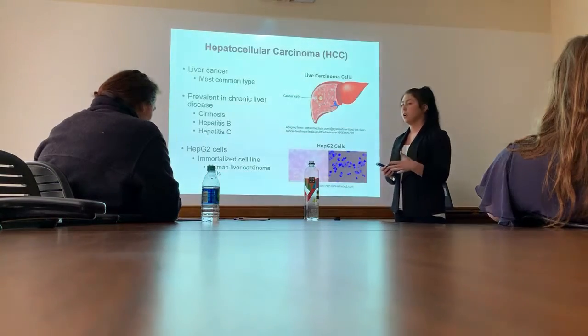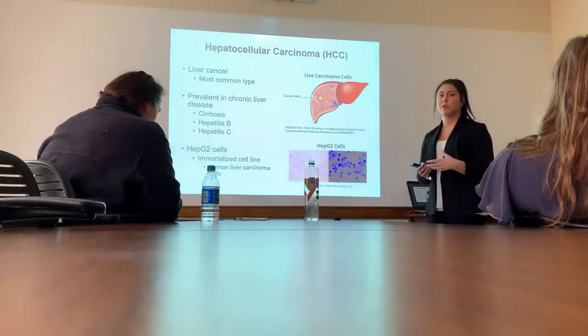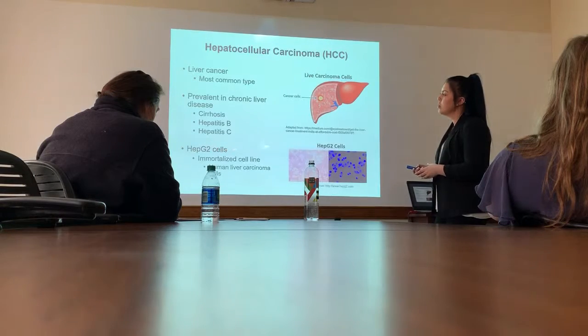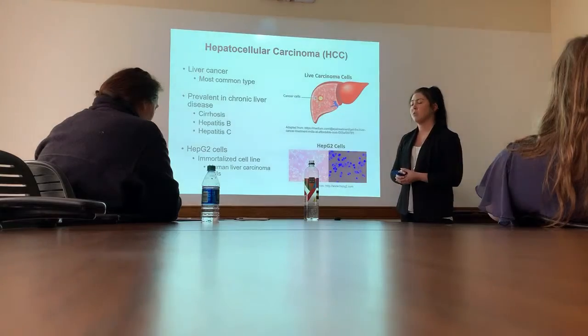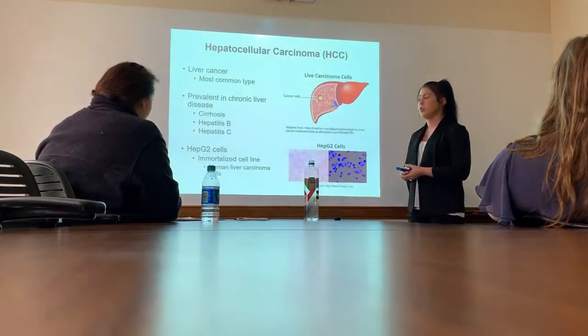The liver cancer cell line that they're going to focus on within this paper is the Hep G2 cells, which are shown here. Those are an immortalized cell line of human liver carcinoma cells.